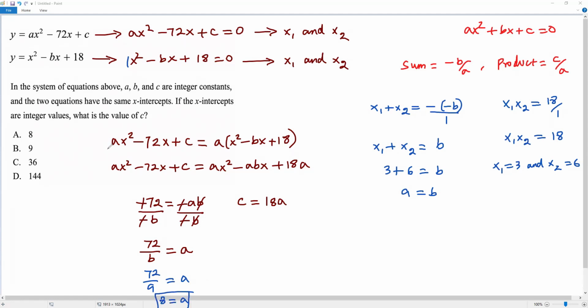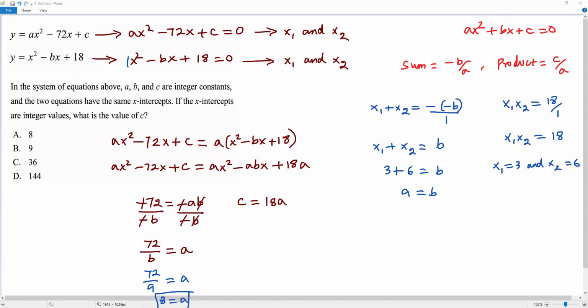Now, let's consider the information: a, b, and c are integer constants, and the x-intercepts are integer values. Here we have taken integer values for x1 and x2. In that case, I am getting 9 as the value for b. This 9 is an integer. When I take b equals 9, I am getting a equals 8, which is also an integer. So the values we have taken for x1 and x2, the value I got for b, and the value I got for a are all integer values. So they satisfy the condition given in the information.